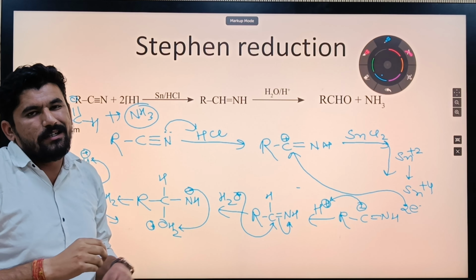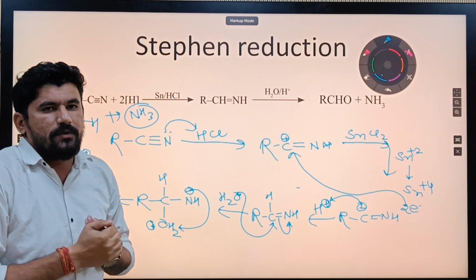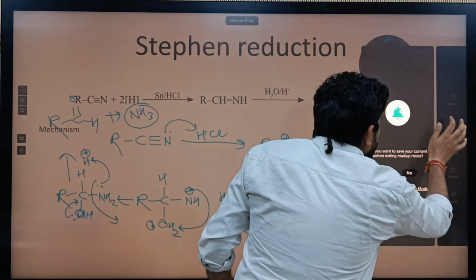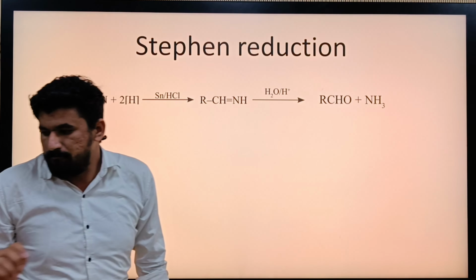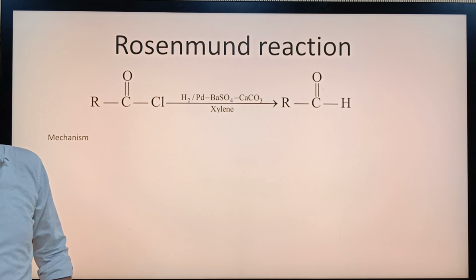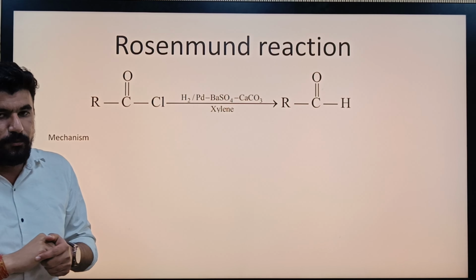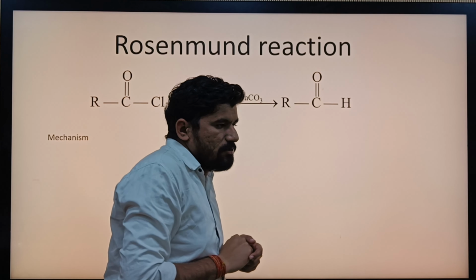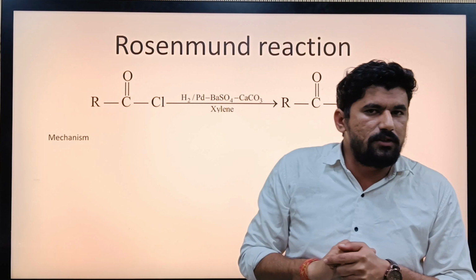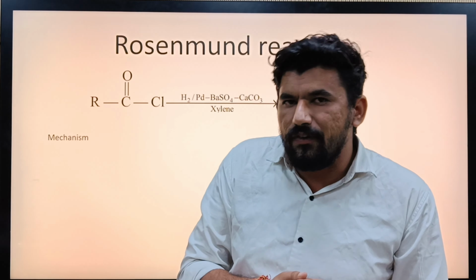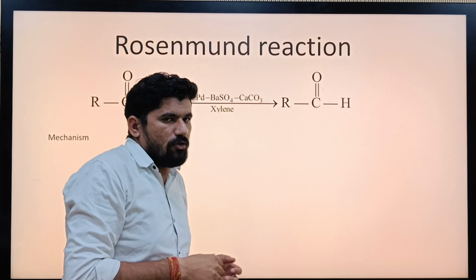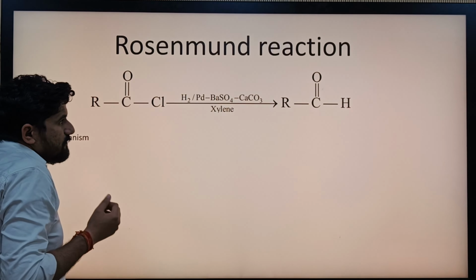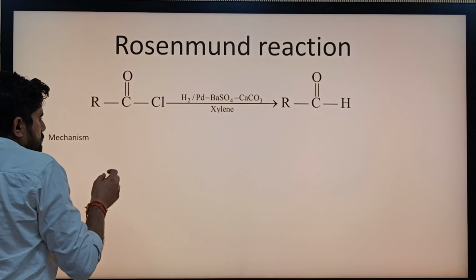It is a simple reaction and important for your JEE exam. So let's move further. Another reaction we have is the Rosenmund reduction. This is a reaction used for the formation of aldehyde from acid chloride. So let's see the mechanism behind this reaction.